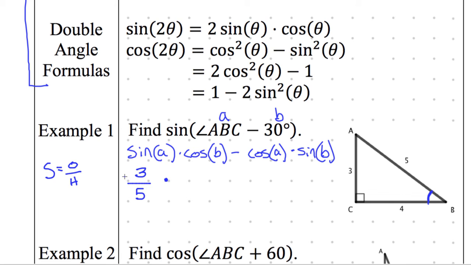That's going to be... Wait. Cosine of 30 degrees. Remember how to do this? Cosine of 30 degrees. That's what this is saying. Cosine of B is cosine of 30 degrees.